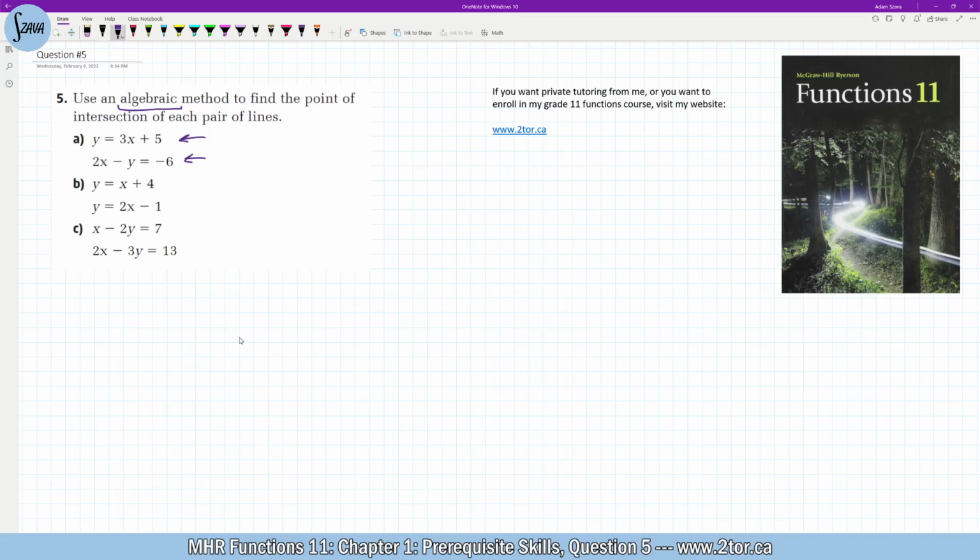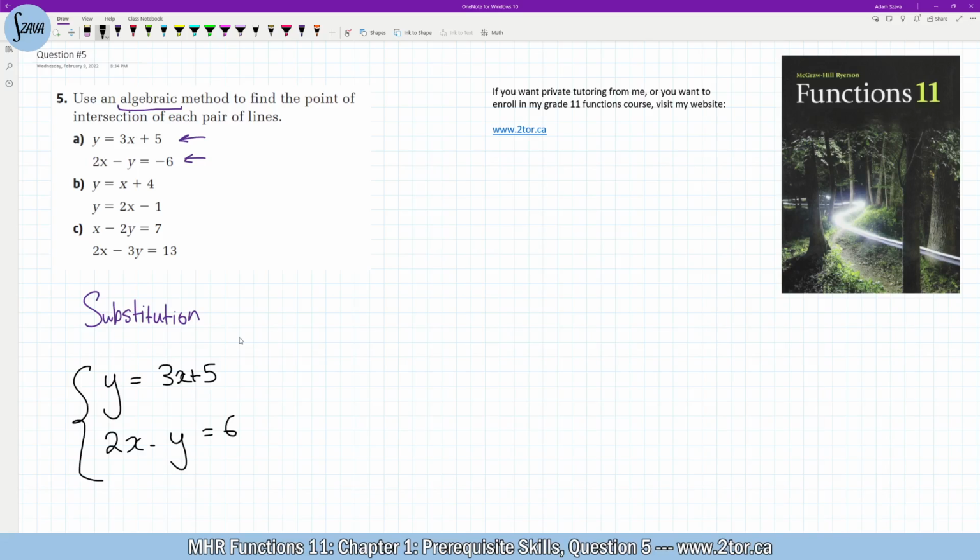Generally, the way that I like to teach this is by substitution. Substitution is the method that I think makes the most sense. So let's take each line here, y equals 3x plus 5, and the other line, 2x minus y equals 6. I like to show that they're together with this little bracket. We're thinking about the system of two equations here.